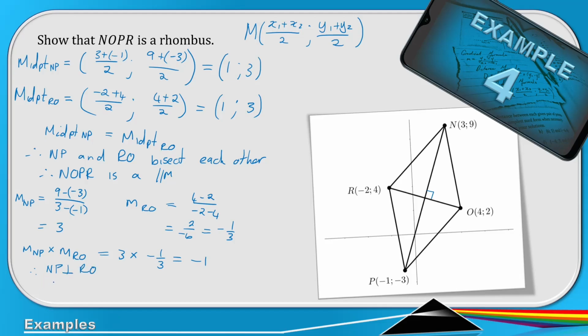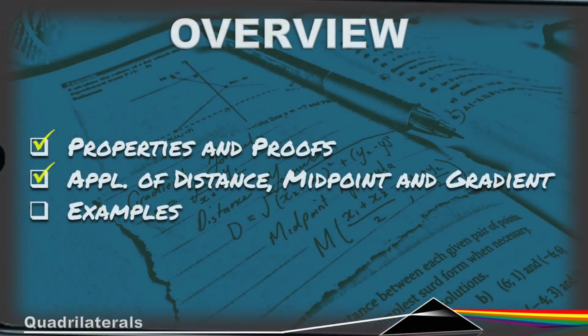So now I'm just going to state what is in the proof. So it is a parallelogram, so the quad is a parallelogram with diagonals bisect at 90 degrees. Okay, and therefore we know that NOPR is a rhombus. Okay, so that is our proof. Right, then we've done all the examples and we are done with this lesson.